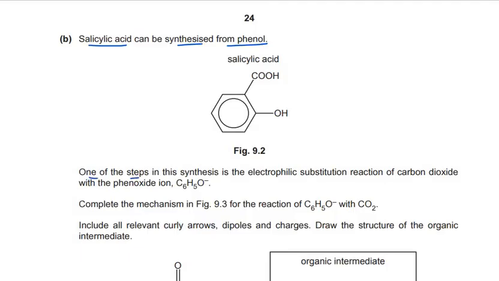One of the steps in this synthesis is the electrophilic substitution reaction of carbon dioxide with the phenoxide ion, that is C6H5O-. Understand that this is an electrophilic substitution reaction. Complete the mechanism in figure 9.3 for the reaction of the phenoxide ion with the CO2 group.